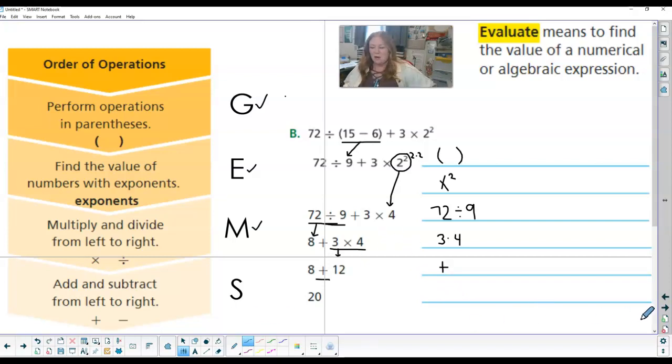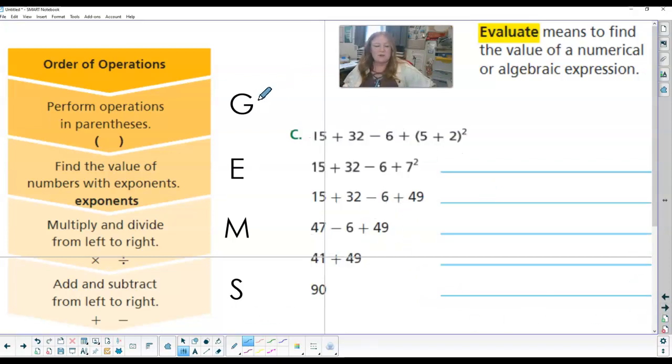Okay, and our last one is C. So first we need to look for the groups, which we have here. Right, we have the parentheses, 5 plus 2 is 7. So I bring that down, bring the exponent down, bring everything else straight down. Now we're looking for those exponents. So we have one here, 7 to the second power. So we do our exponent next, which is 49, and we bring everything else down.